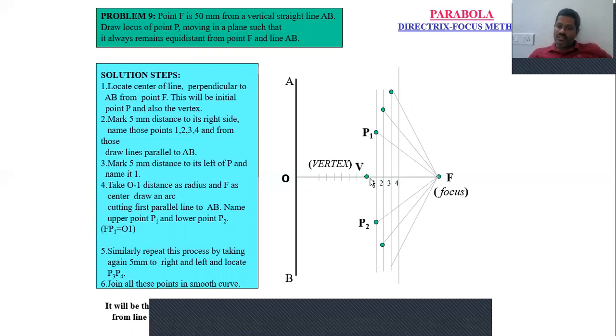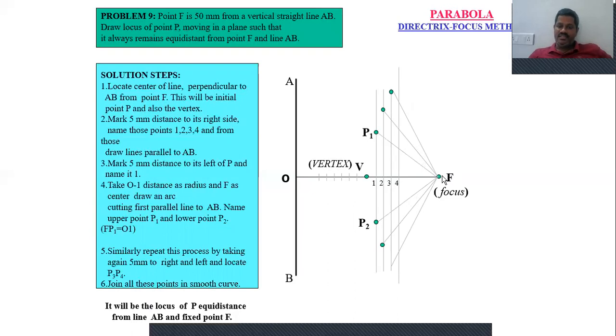So take O3 as radius, F as center, and cut the third vertical line at two locations, top and bottom, like this. Then take O4 as radius with F as center and mark the points like this. Then join all these points from V to get a smooth curve like this.